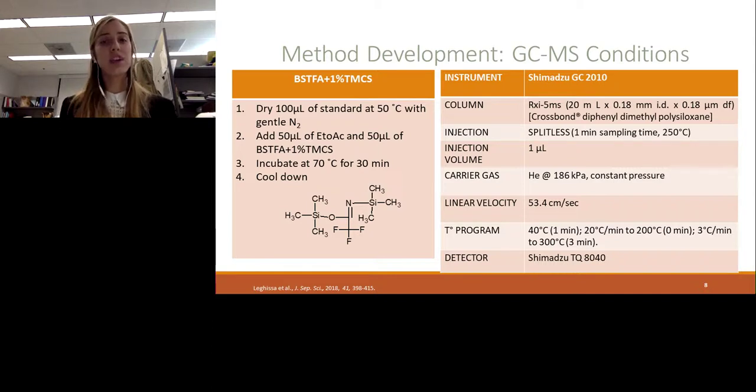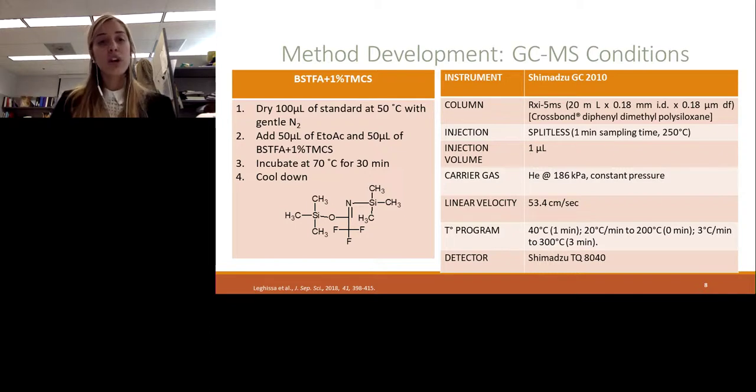While on the table on the right, we actually see the conditions used in the gas chromatograph. It's a pretty standard separation. We used a polysiloxane column. The polarity was not really high. As you can see, it's only 5% diphenyl dimethyl. And we used the splitless injection. And we coupled it with the Shimadzu triple quadrupole detector.